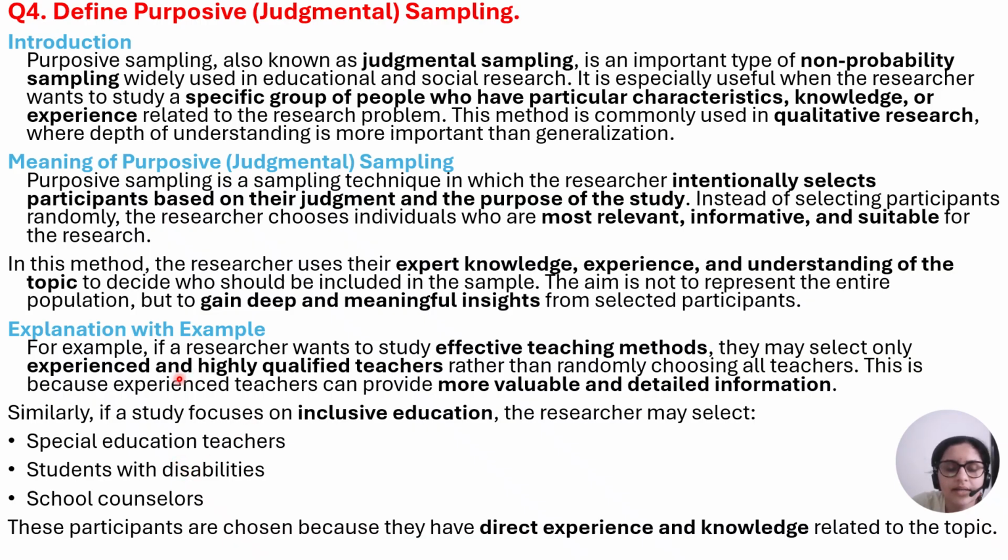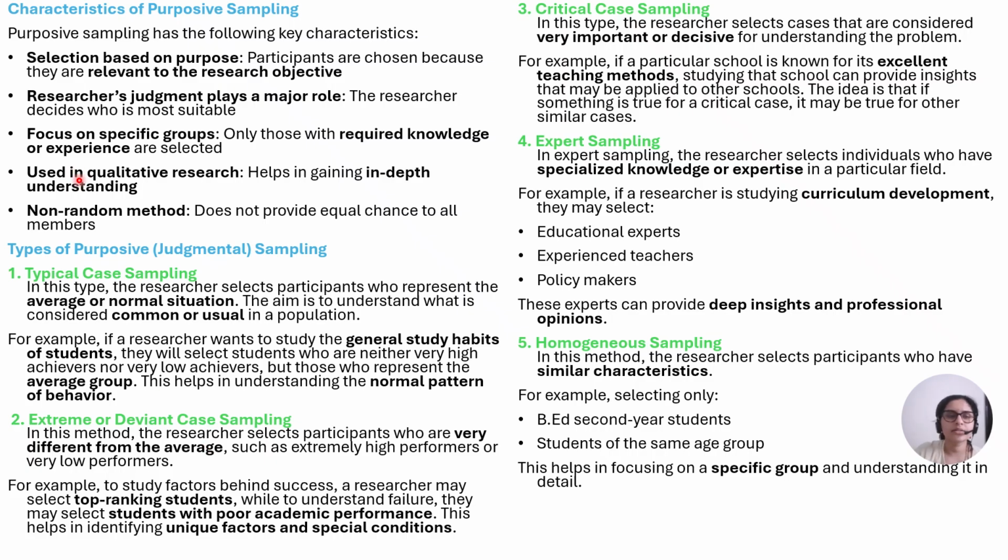For example, if a researcher wants to study effective teaching methods, then he may select only experienced and highly qualified teachers rather than randomly choosing any teacher. This is because only experienced teachers can provide more valuable and detailed information. Then, characteristics of purposive sampling: selection is based on purpose, there is a lot of researcher's judgment, it focuses on specific groups, it is used in qualitative research, and it is a non-random method.